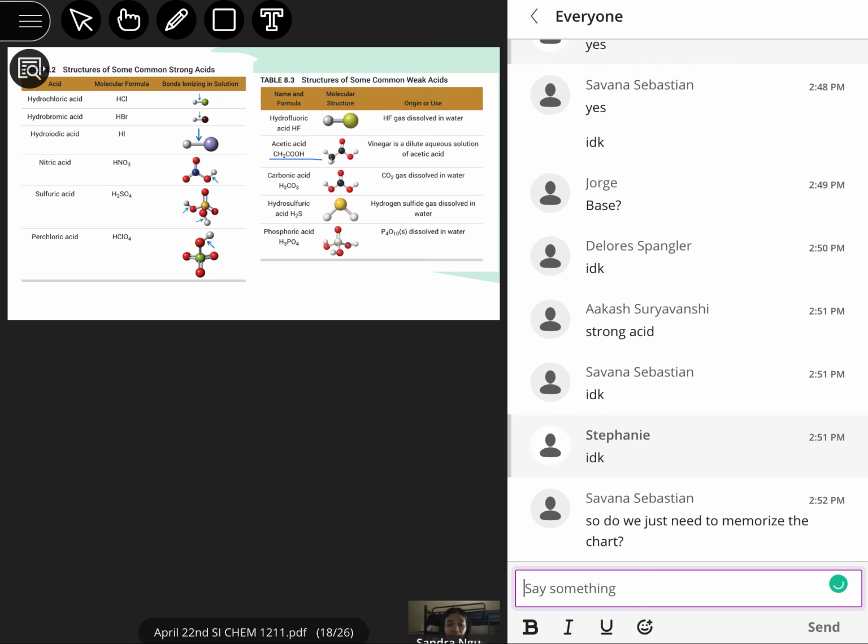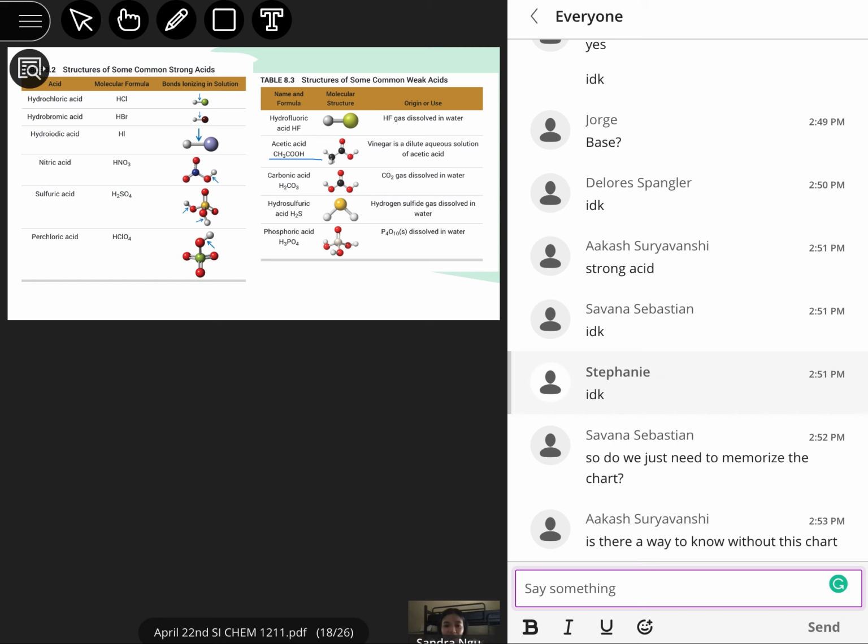Memorize the chart. It's up to you if you want to. I personally do because it's easier to know common strong acids and common weak acids, just in case she asks, is this a strong or weak acid or base? Then you would know. Like if it had NO3 or something, you'd be like, oh, that's obviously a strong acid or strong base, because you memorized all the strong acids. So it's up to you, depends on what you want. No, without the chart.